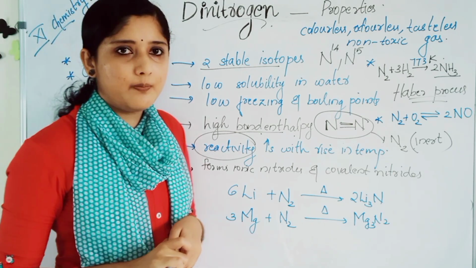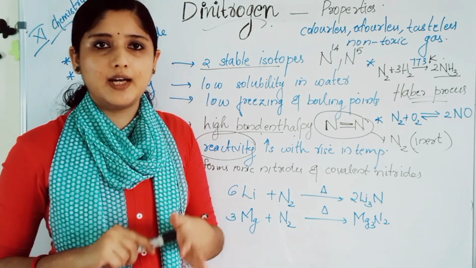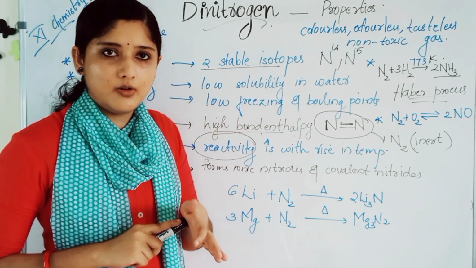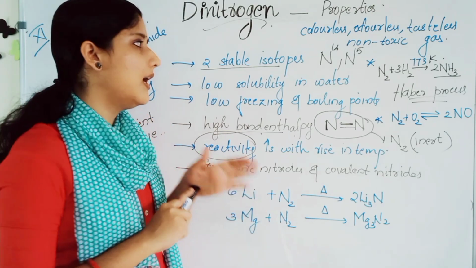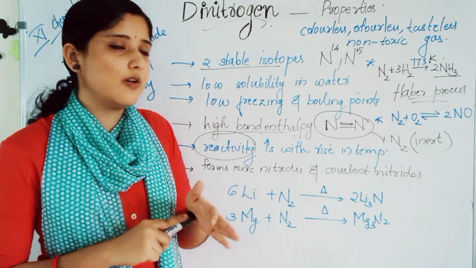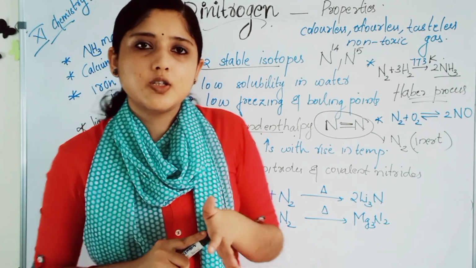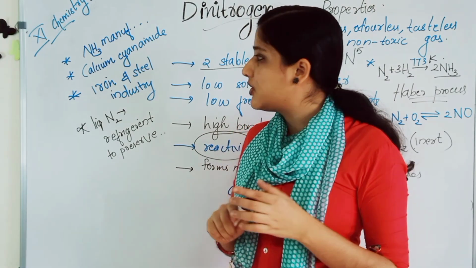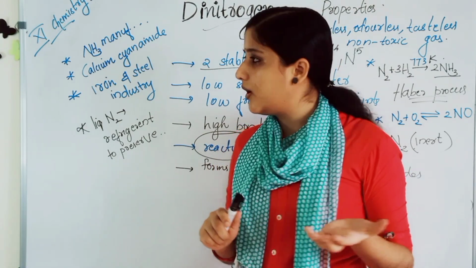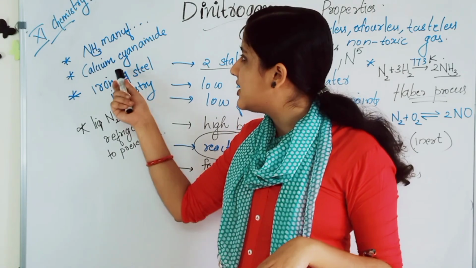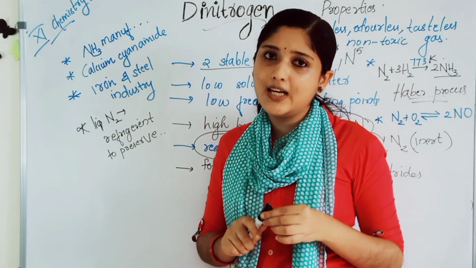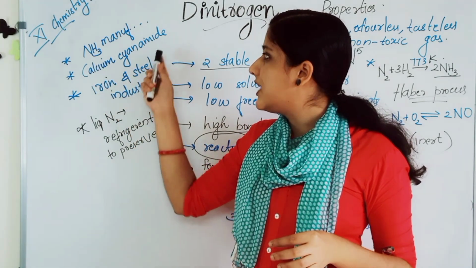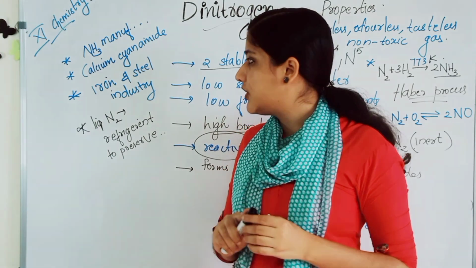Now let's look into the uses of N2 or dinitrogen. As we discussed, it is mainly used in the manufacture of ammonia. Industrial preparation of ammonia is by the Haber process, N2 plus 3H2 gives 2NH3. So the first use is ammonia manufacture. Similarly, it is used in manufacturing compounds containing nitrogen, such as calcium cyanamide.